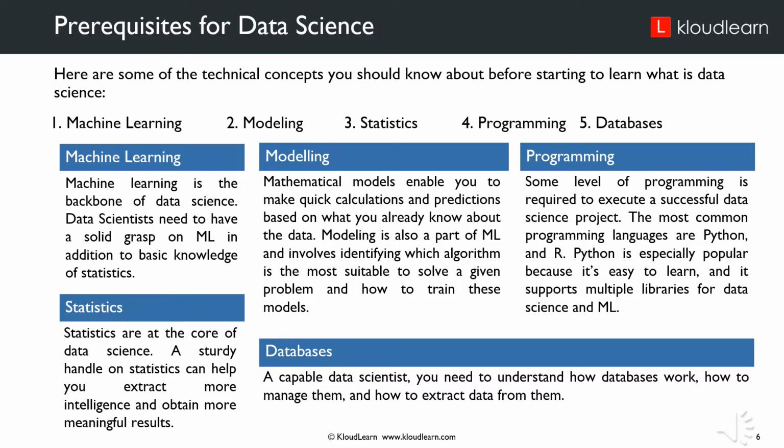Statistics. Statistics are at the core of data science. A sturdy handle on statistics can help you extract more intelligence and obtain more meaningful results. Databases. A capable data scientist needs to understand how databases work, how to manage them, and how to extract data from them.